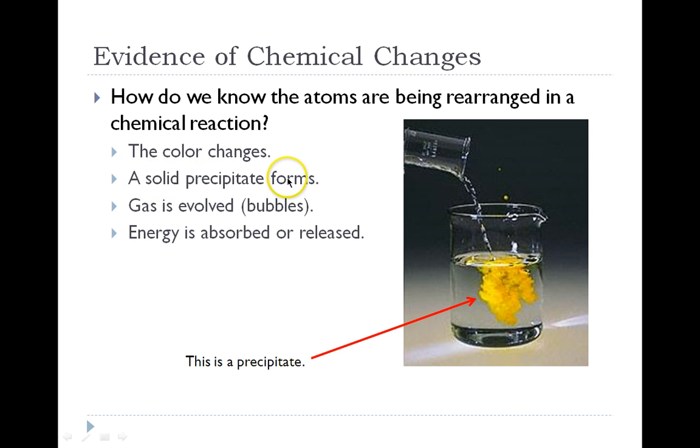So color change, solid precipitate forms. If you see a gas evolve, bubbles, but not the type of bubbles, of course, from a physical change like boiling water. And then if something gets colder or it gets warmer, energy is released or absorbed.